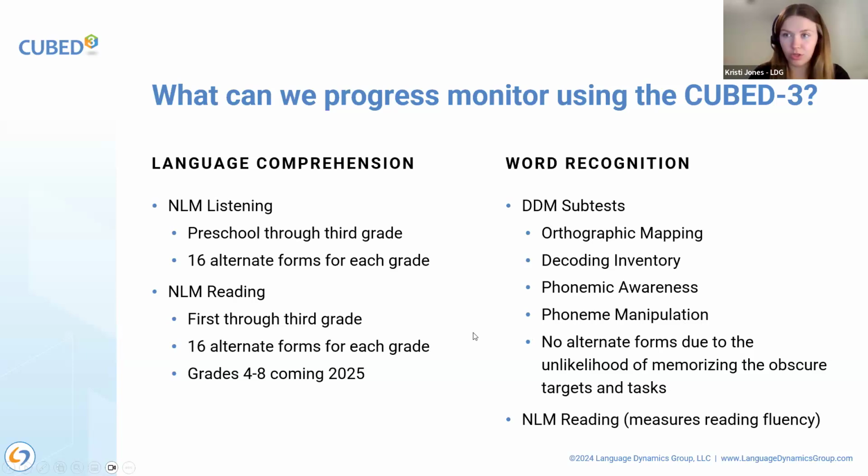However, we do not have any alternate forms for any of these subtests, and that's due to the unlikelihood of a child actually being able to memorize the targets and tasks, which are pretty obscure for these, especially with phoneme manipulation and phonemic awareness. The dynamic decoding inventory is all nonsense words, and then orthographic mapping is just being able to read off irregular words and letter sounds, letter names, and the order is random. So that doesn't necessitate a lot of alternate forms. But this is everything that we have access to. Again, if you download the CUBED, when you open up that file, you'll see a subfolder for benchmarking and a subfolder for progress monitoring. Hit that one, and that's where you'll see all of this.